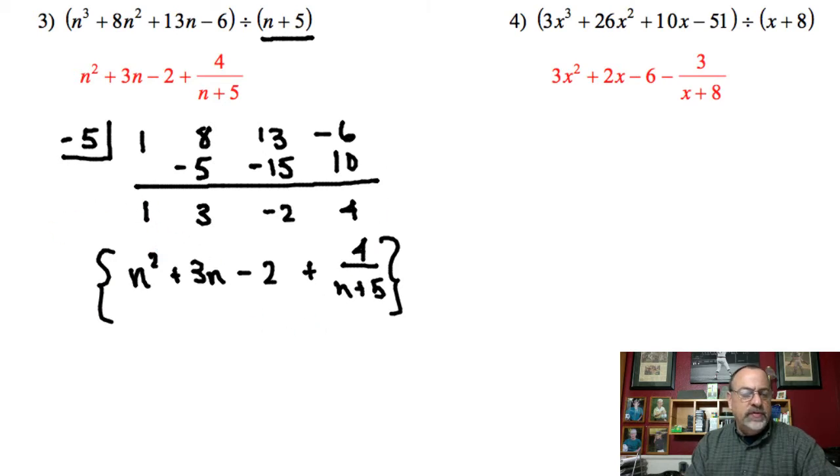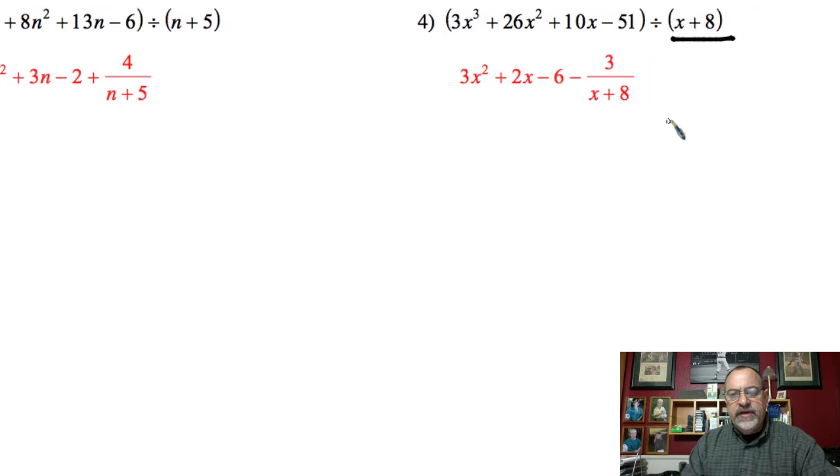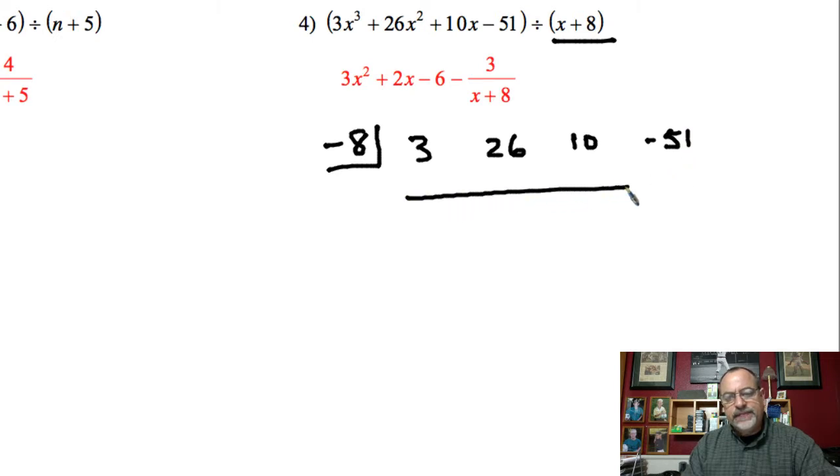All right, let's do one more of these kind of easy ones, and we'll take a look at those more difficult ones. Number 4 here, my divisor is in the form x minus a, meaning the coefficient is 1, so I can use synthetic division. Negative 8 will make it 0, so I will use negative 8. My dividend polynomial is in standard form, so I can list the coefficients. There's an x cubed, x squared, and x, and then a constant.